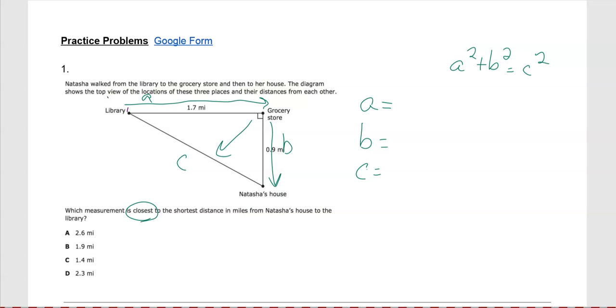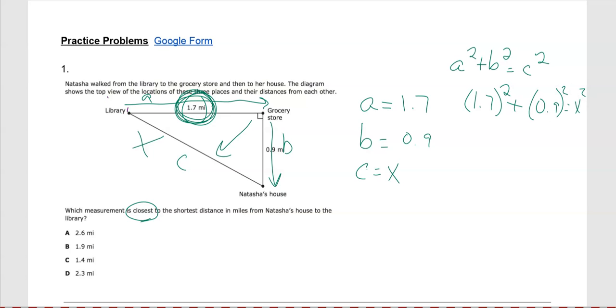And then we're going to plug into the formula. So I chose this side right here, the library to the grocery store, as side A, simply because it was the first leg of her trip. It does not matter which one's A and which one's B, so long as you are consistent and never choose the hypotenuse as either A or B. And then 0.9 is my B, so 0.9. And then C squared is unknown. C is unknown. So now we're going to substitute into the formula. 1.7 squared plus 0.9 squared equals x squared.